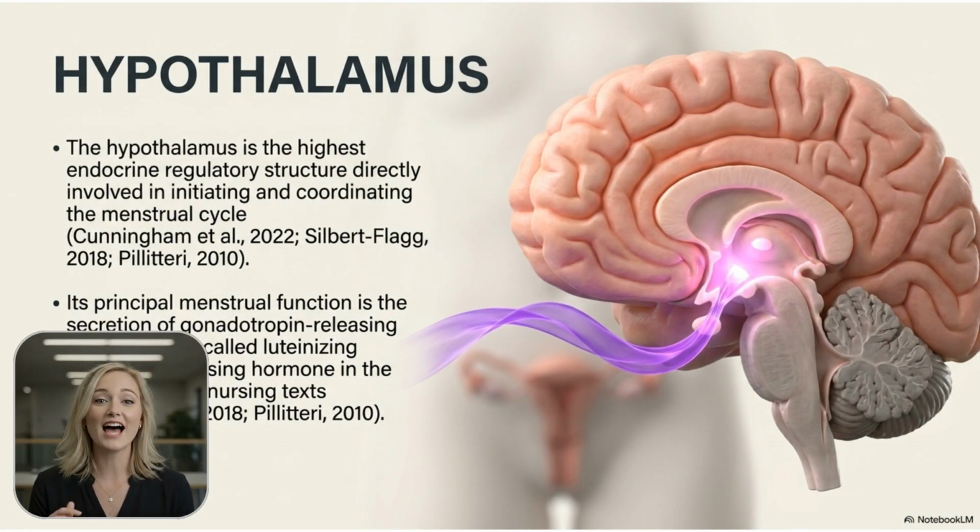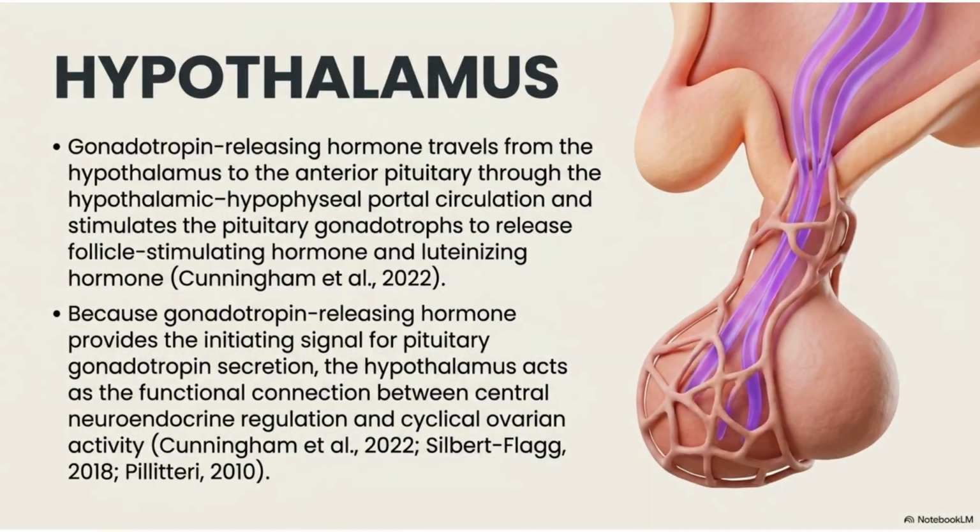The hypothalamus is the highest regulatory structure for this cycle. Its primary role is the secretion of gonadotropin-releasing hormone, or GnRH. GnRH travels to the anterior pituitary via specialized portal circulation. By stimulating the release of FSH and LH, the hypothalamus acts as the functional bridge between brain regulation and ovarian activity.